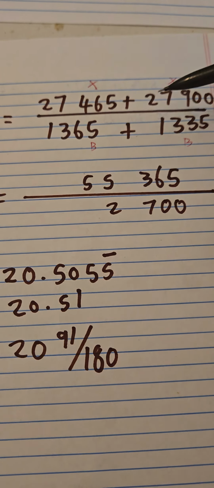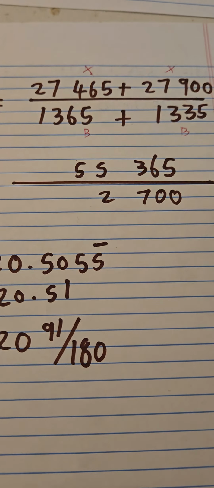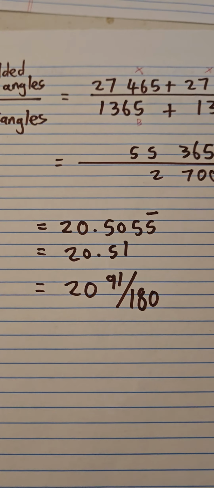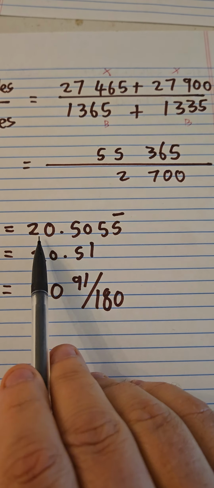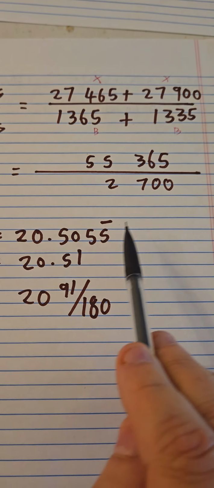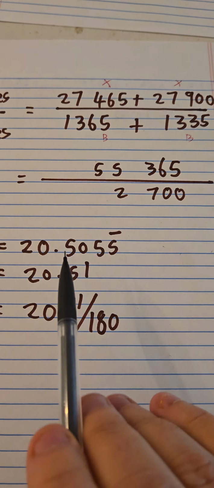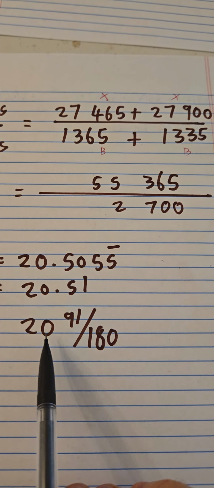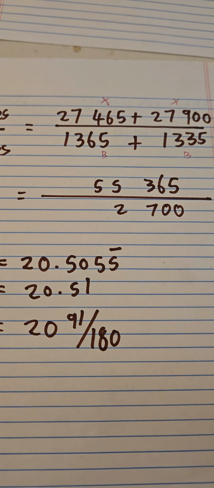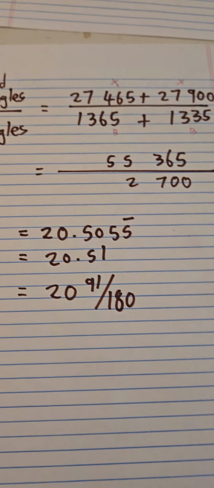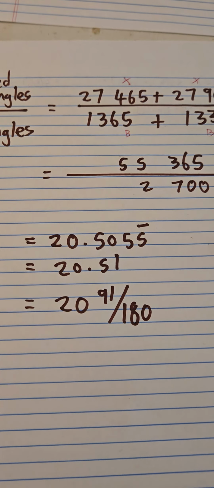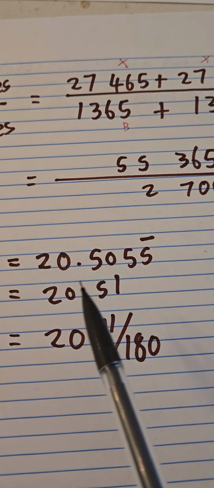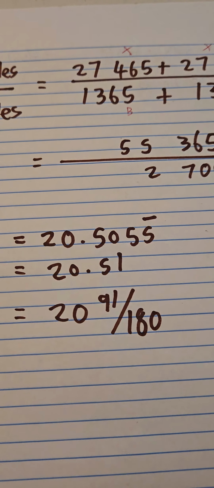And if I add the two numbers on top, we get 55,365. The two numbers at the bottom is 2,700. And if we punch it in a calculator, it's 20.5055555 going on forever, which to 2 decimal places is 20.51. Or as a fraction, it's 20 and 91 over 180. That means if I lined up every single triangle possible with integer angles, the average smallest angle would be 20.51, to the nearest 2 digits.